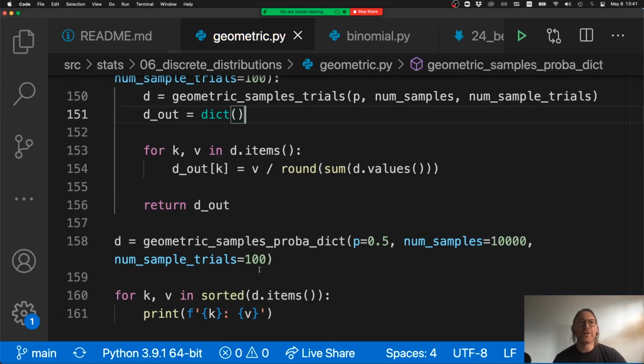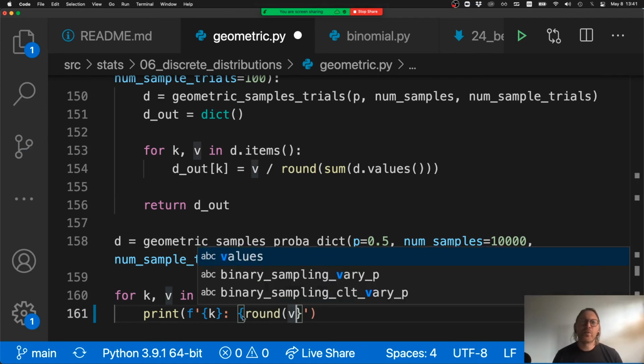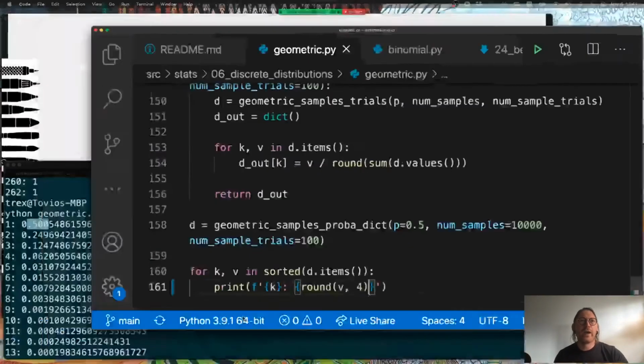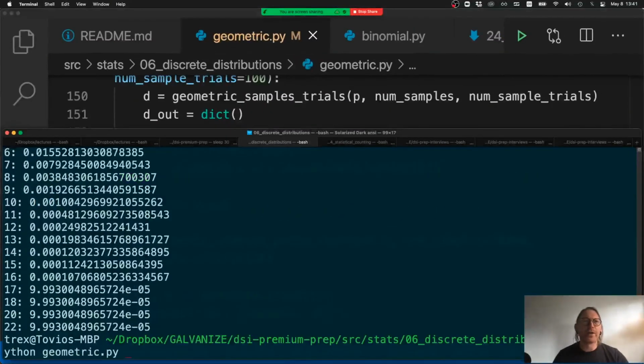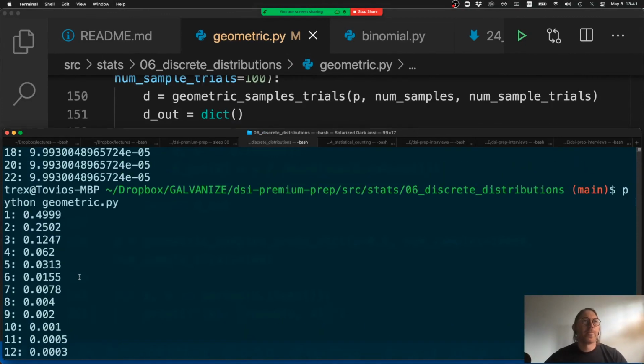Now let's round these to 4 places. Let's do that, and take a look at it. I think that'll be a little bit better, a little clearer. Okay. So 0.5, 0.25, 0.125, right? 0.0625. This is a reasonable way to approximate the theoretical distribution.